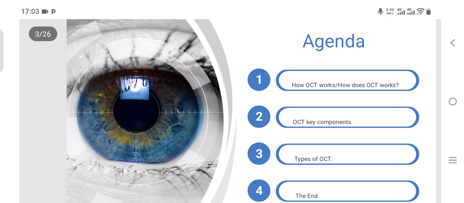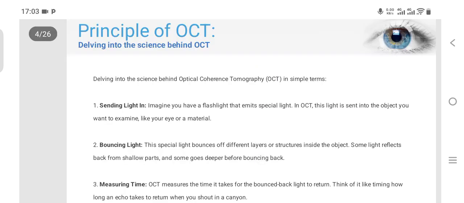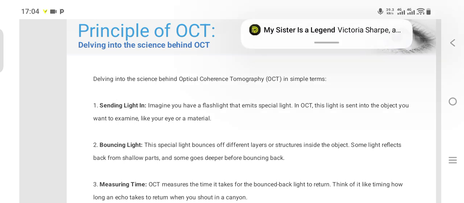The agenda is going to be how OCT works, its key components, and the types of OCT. Then we're looking at the principle of OCT. The principle is sending light in. You can imagine you have a flashlight that emits special light. In OCT, this light is sent into the object you want to examine, like your eye, what you want to examine at that time.